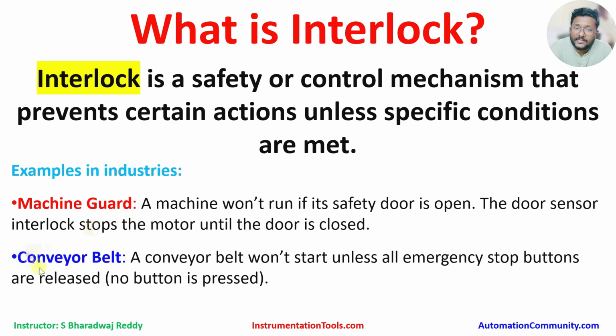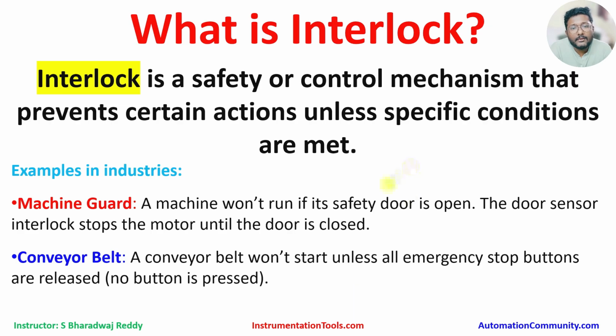Another example is a conveyor belt. A conveyor belt won't start unless all emergency stop buttons are released. Every machine, motor, pump, conveyor belt, and so on in industries will have emergency stop buttons. The default state of the stop buttons must be the released state. Then only the machine will start.